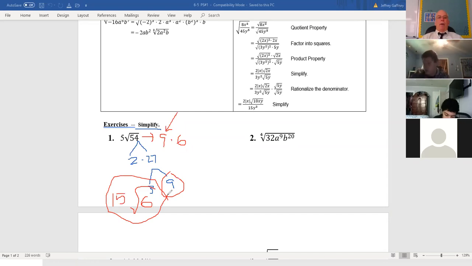Remember, we're simplifying, we're not solving. Are we good? Now, pay attention to this. That's the fourth root, okay? So I'm not going to do it.